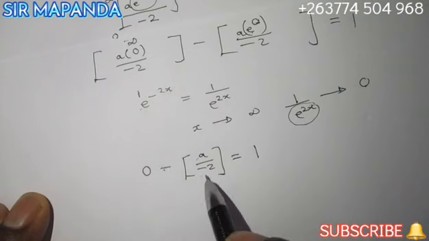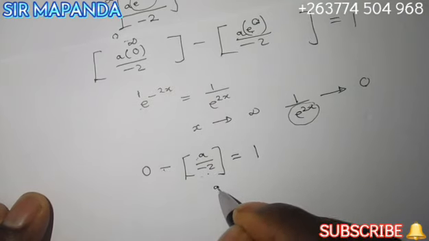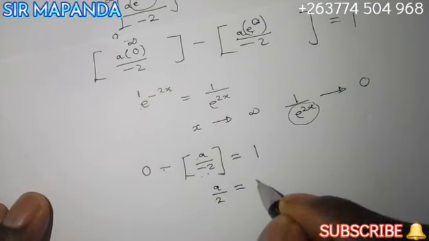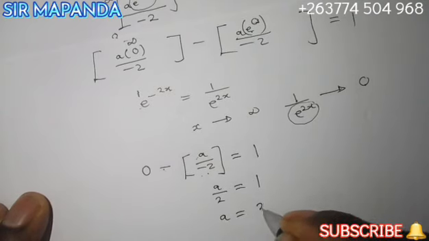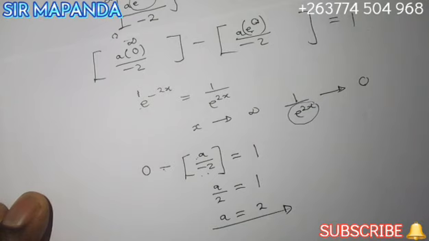So minus and minus gives you plus. So you now have a over 2 equals 1. Then you cross multiply, you get a equals 2, and this is your final answer. I hope you are following.